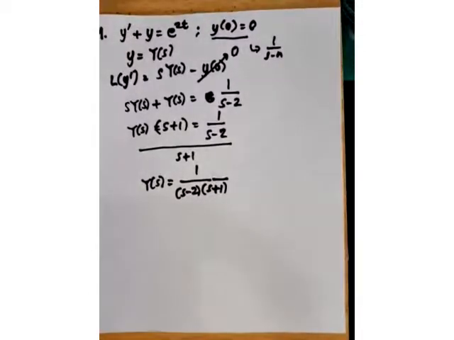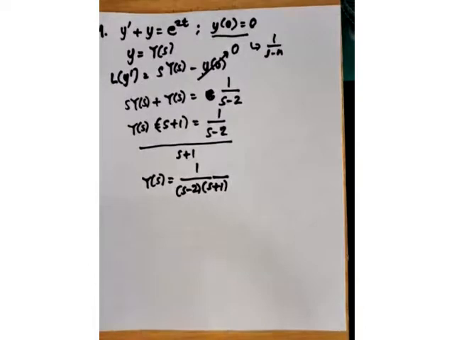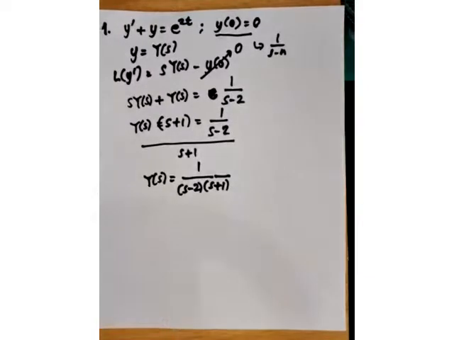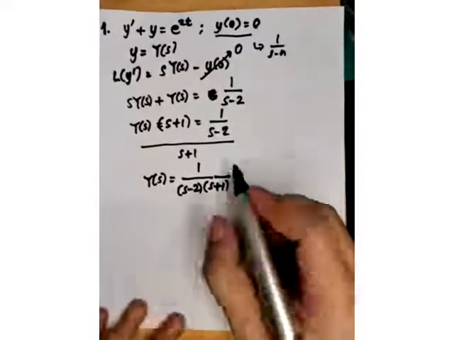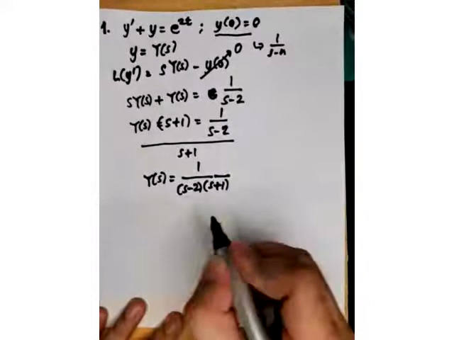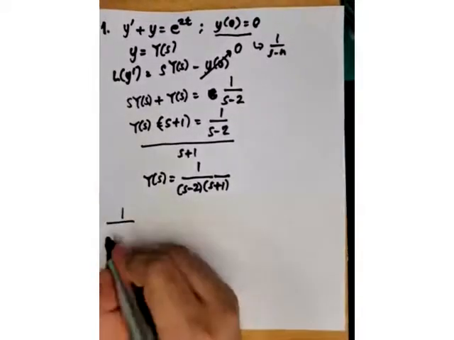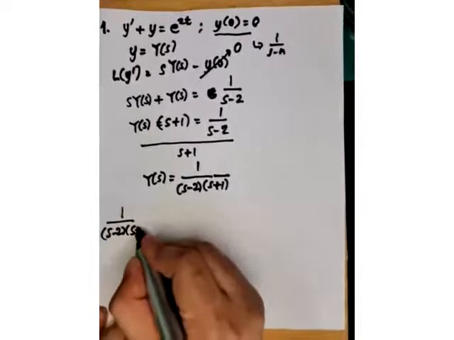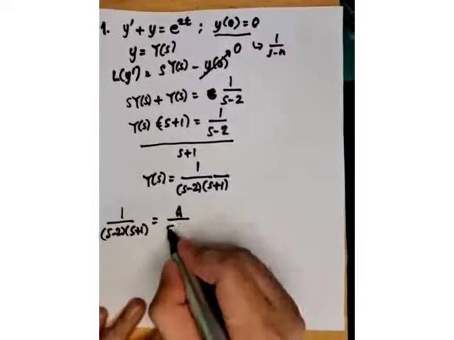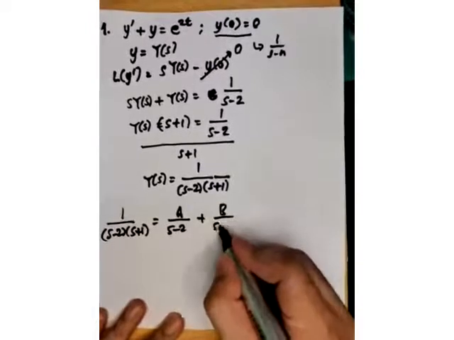Okay? So, next. Ano next na gagawin natin? Next na gagawin natin is i-inverse Laplace natin siya. Kaya siya under sa lesson na to. Okay, paano natin to i-inverse Laplace? Okay, i-partial fraction decomposition muna natin siya. So 1 over s minus 2 times s plus 1 is equal to, linear silang pareho, a over s minus 2 plus b over s plus 1.